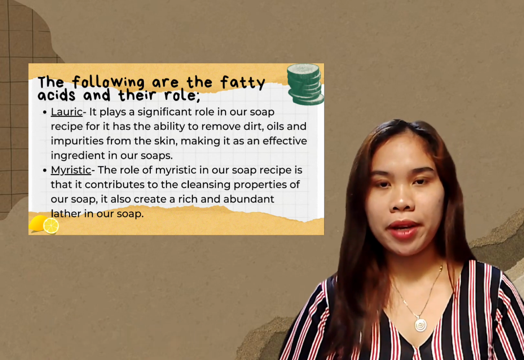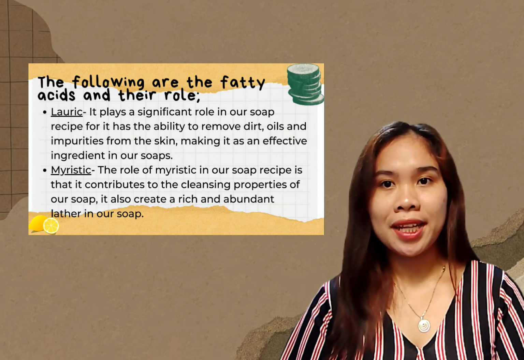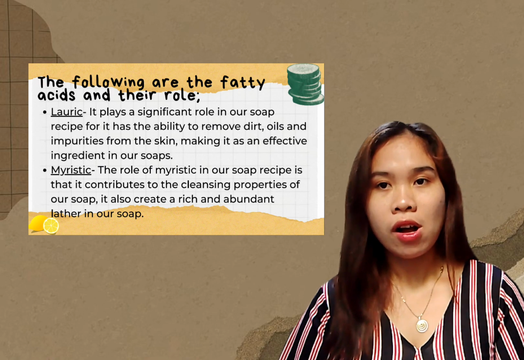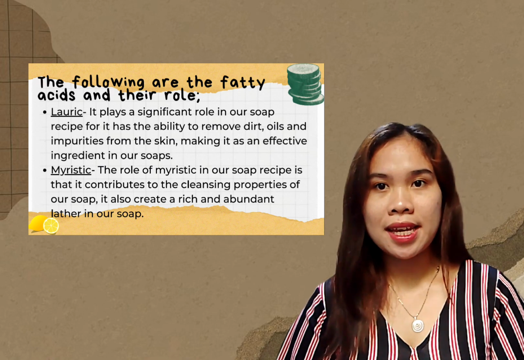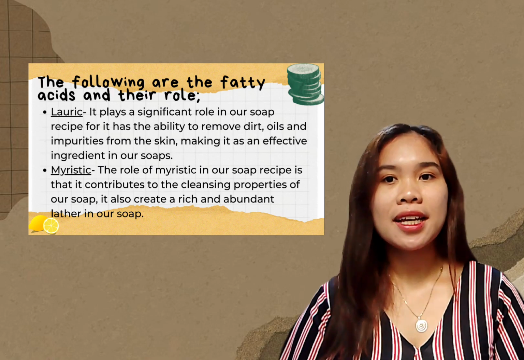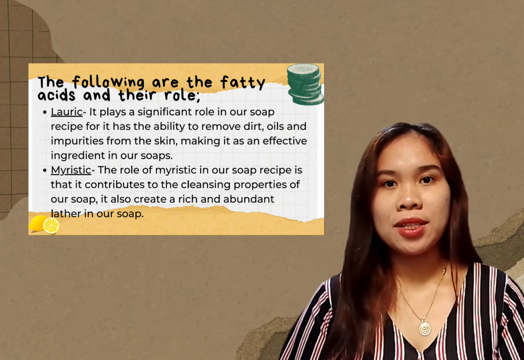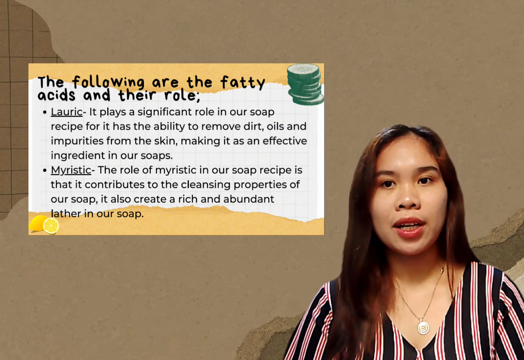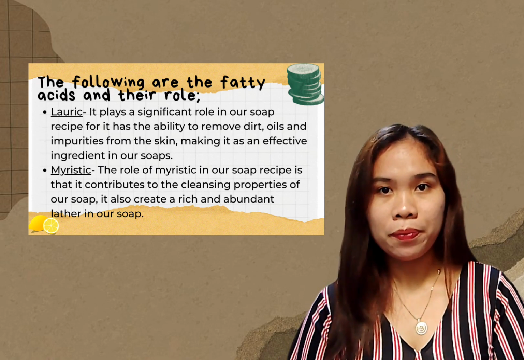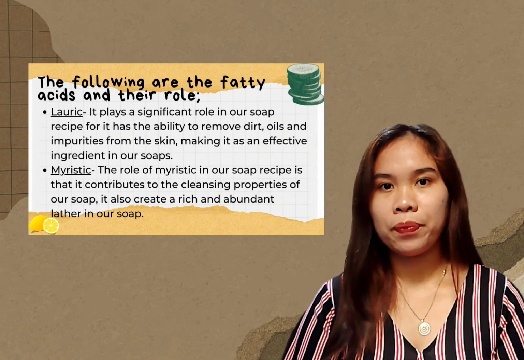First, we have the lauric. Lauric plays a significant role in our soap recipe, for it has the ability to remove dirt, oils, and impurities from the skin, making it an effective ingredient in our soaps. Second, we have the myristic. The role of myristic in our soap recipe is that it contributes to the cleansing properties of our soap. It also creates a rich and abundant lather in our soap.